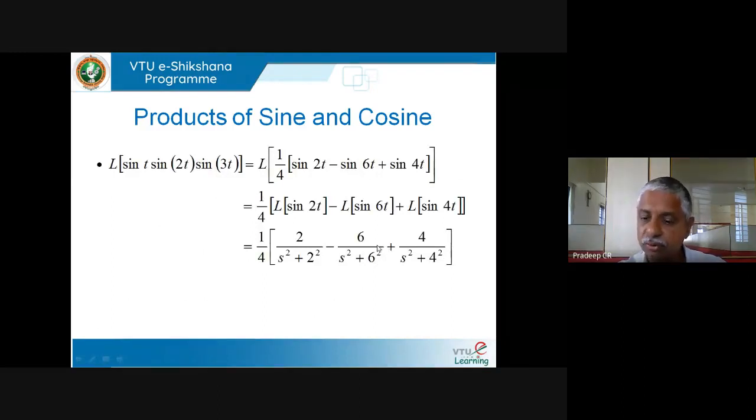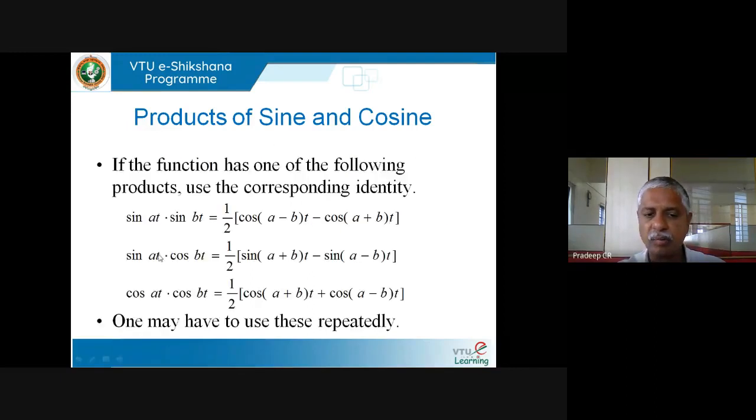So basically I've shown you an example where you have to use this formula repeatedly, maybe twice. If somebody doesn't like you, they could give you four products: sin at, sin bt, cos ct, cos dt. Then you have to use the same formula three times and write it. It's painful, but it can be done in a very similar way. So this is another trick which you need to know. In fact, I forgot to tell you, this is how you would integrate also. How would you integrate sin at sin bt? You would do the same thing.